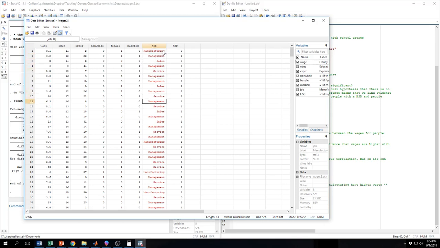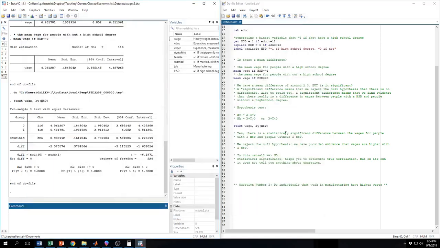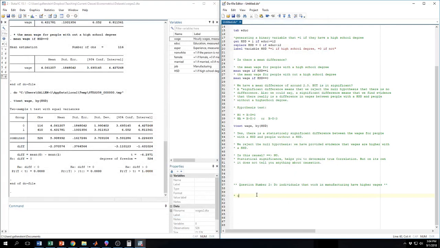Okay. Well, gosh, how do we figure out whether or not wages are higher for people that are in manufacturing than people that are not? Well, what we first want to do is generate a binary variable that indicates if a person works in manufacturing.